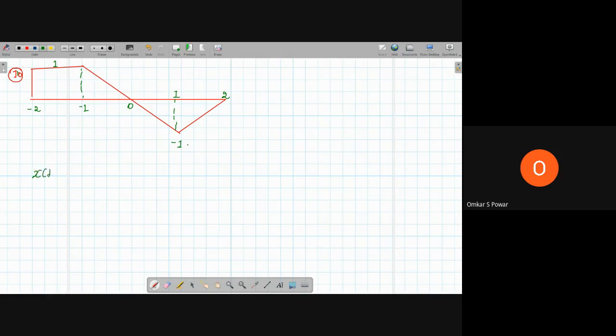Okay, so x of t is equal to 1 from minus 2 to minus 1. Why? See the value from minus 2 to minus 1, the value is 1. From minus 1 to 1, we have to find the value. So from this point to this point, because there is a negative slope, it's minus t. So substitute here. At t is equal to 1, its value is minus 1. At t equal to minus 1, its value is 1. So minus t will satisfy, no need to add any term here.